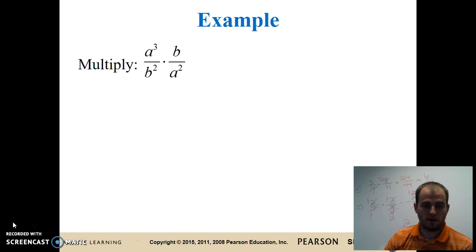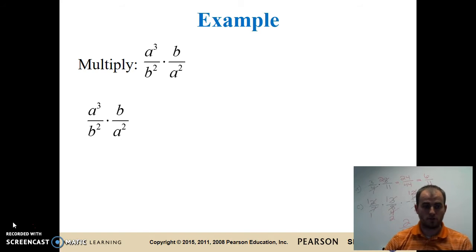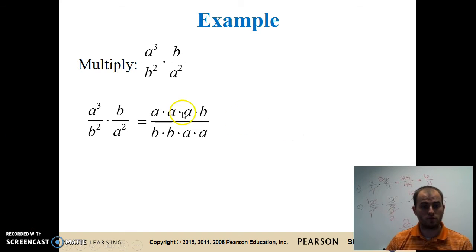Okay, so what do you do if there's all letters? Let's say we have a cubed over b squared times b over a squared. Okay, so what you do is you write it out as a product. A cubed is a times a times a times the b. B squared is b times b, and a squared is a times a. Now we can reduce the numerators with the denominators. As you can see, 2 of the a's would cross out, and 1 of the b's would cross off. So we're left with, in this case, a over b.